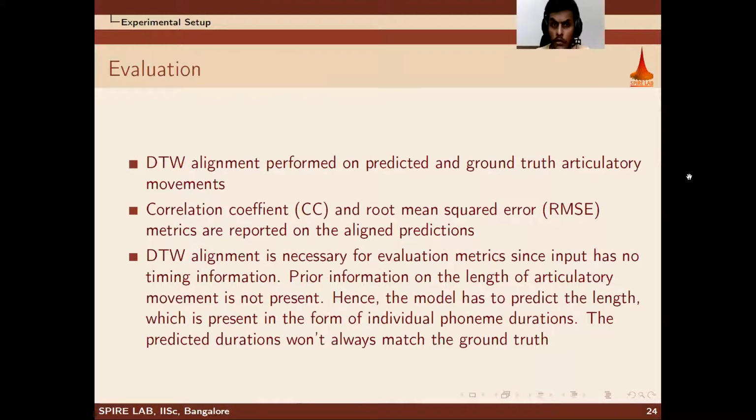Now looking at how we evaluate this model, we first perform DTW alignment between the predicted and the ground truth articulatory movements. Now we find it necessary to perform DTW mainly because even though ideally we would expect the predicted durations to match the ground truth, in practice they will differ by a bit. And in order to have a fair evaluation, we first need to reduce them to the same length. That is why DTW is used. Now, after the DTW is performed, we compute correlation coefficient and root mean square error metrics on these predictions.